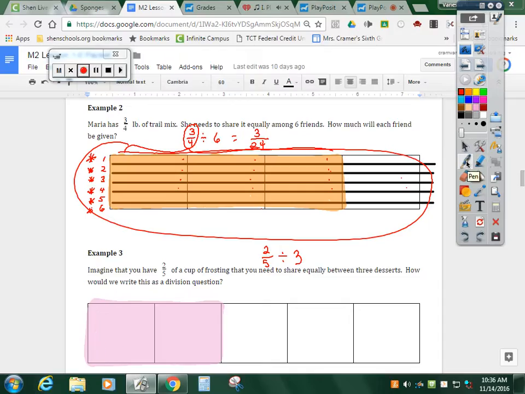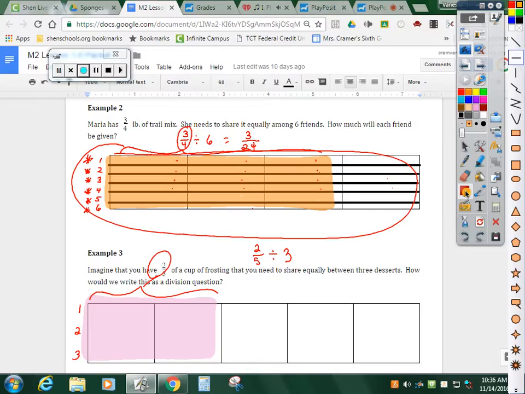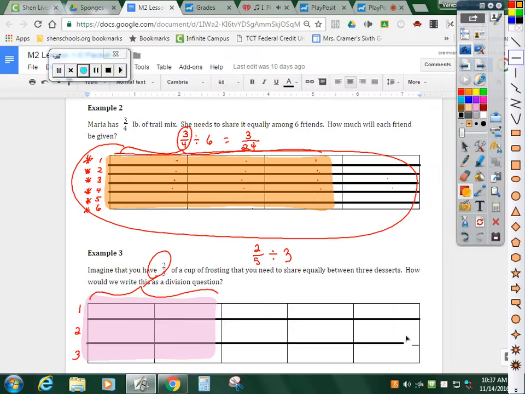I'm going to put a little squiggle here. This is my 2/5. And I need to split this 2/5 into 3 equal sections. So always I'm going to put 3 on the side. Now I'm going to grab my ruler, my tools, and I'm going to make 2 lines, because 2 lines will break it into 3 equal sections.